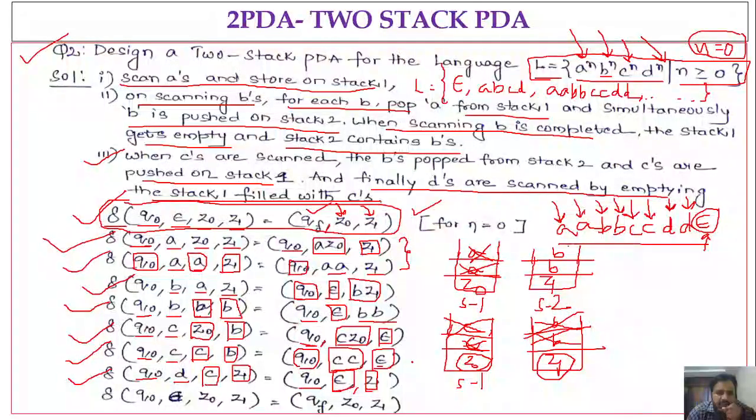And next one, if the state is Q0, if the input is epsilon, that means we have processed the entire string. Top of the stack 1 is Z0, okay, and top of the stack 2 is Z1. Then we will go to the final state, and push Z0 comma Z1 into the stack 1 and stack 2. Okay, so this is how we could write these state transition functions.